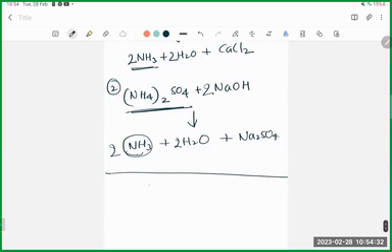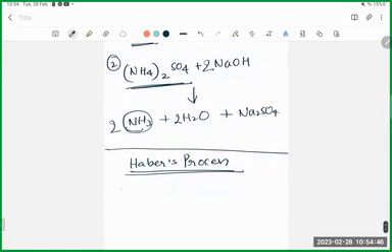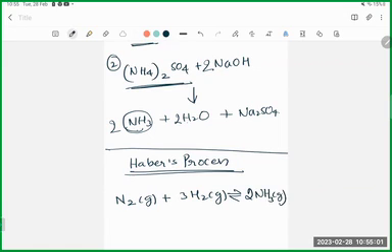Industrial preparation, if we are manufacturing ammonia by an industrial process, the process is called Haber's process. Haber's process is based on Le Chatelier's principle. So here the rule will be followed and the reaction will be carried out: nitrogen gas and hydrogen gas, 3 moles, combine and form 2 moles of ammonia gas.